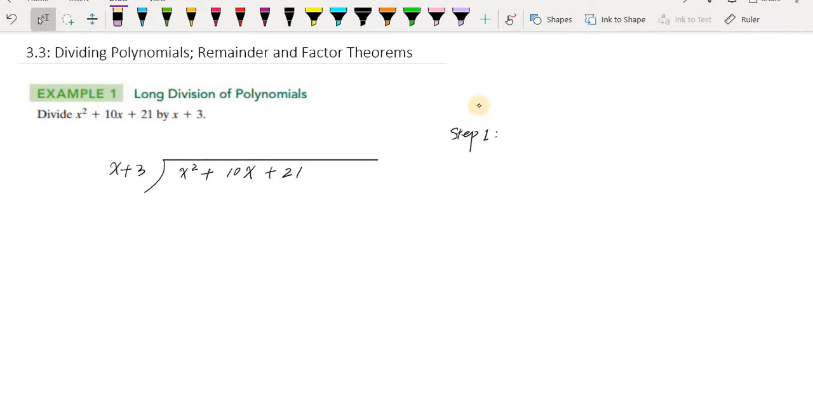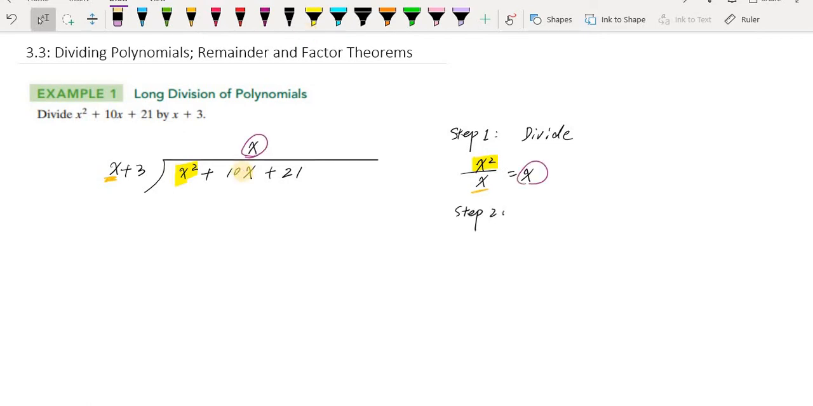Step 1, we're going to divide. We're going to use x squared and divide it by x. So x squared divided by x gives us x. We're going to write this x on the top.